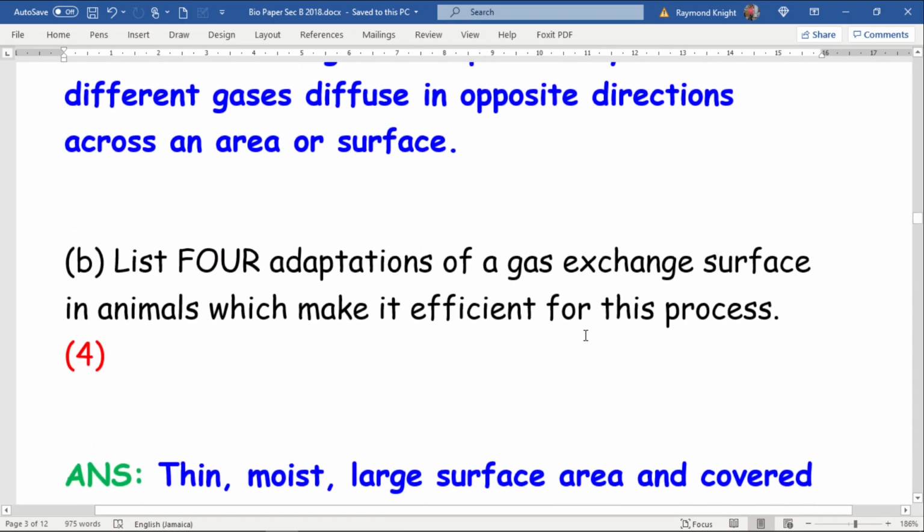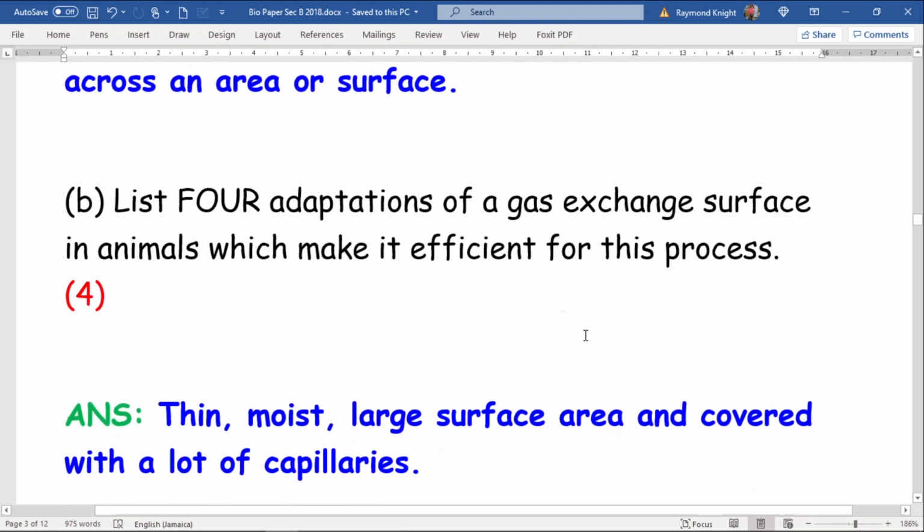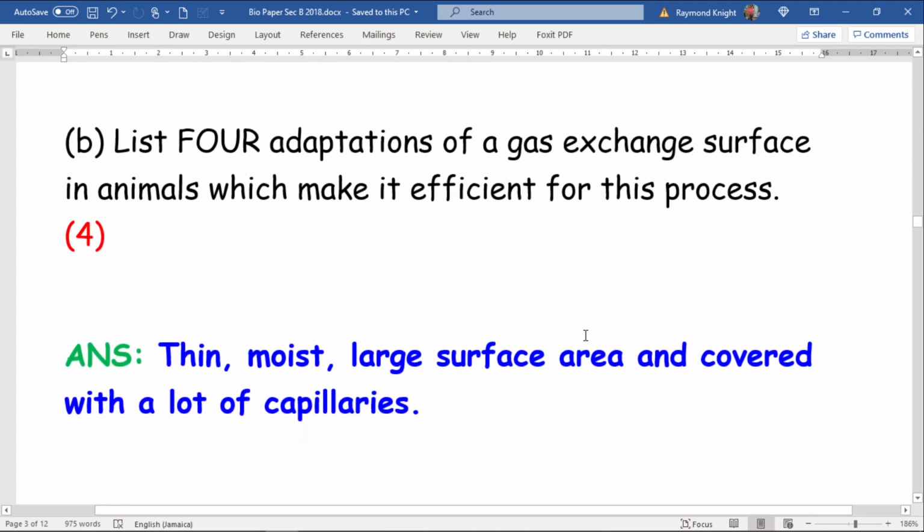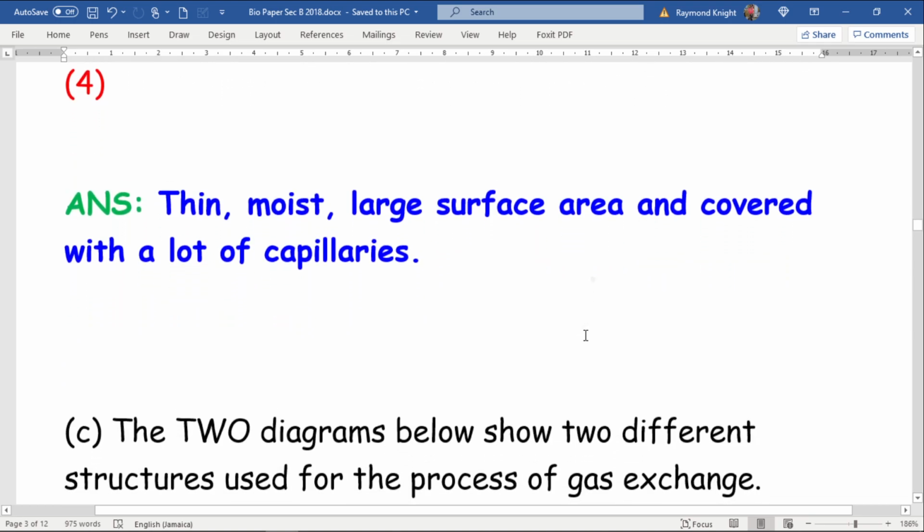All right, so part B now asks us to list 4 adaptations of a gas exchange surface in animals which make it efficient for this process. And it's a 4-mark question. And the 4 things that are needed are that the surface must be thin, must be moist, must have a large surface area, and be covered with a lot of blood capillaries. All right? So those are the 4 things. And you can also think about surfaces like the alveoli or the villi. They are normally thin, they're moist, they have a large surface area, and they're covered with a lot of capillaries.